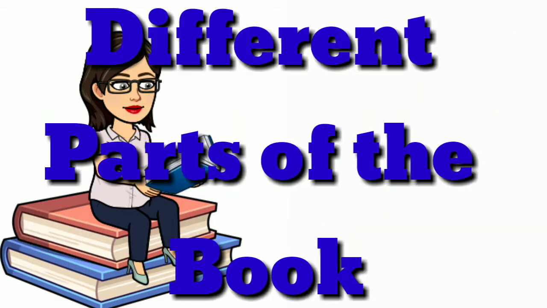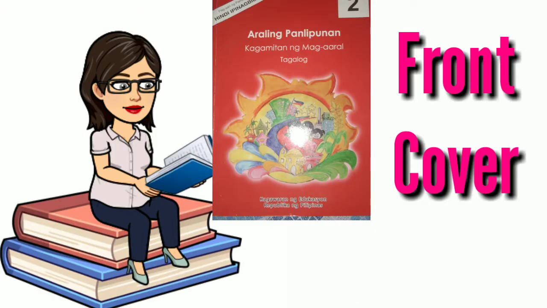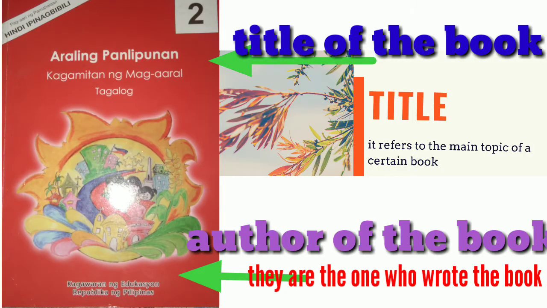Remember, if you want to learn, you must listen attentively. The different parts of the book are: number 1. The first part of the book is the front cover. On this part, we can see the title of the book, the author, and the illustrator. Sometimes the illustrator is the author. Let's take a look at this part.